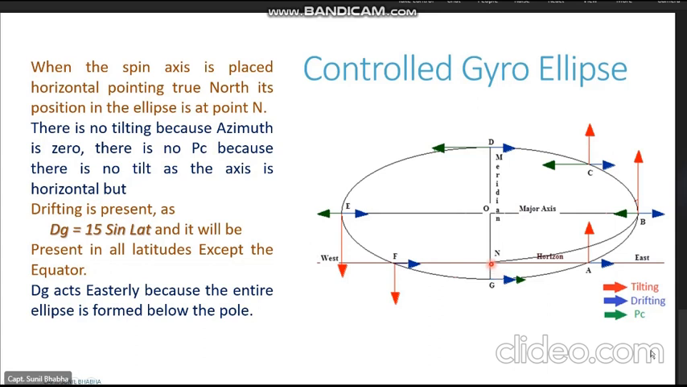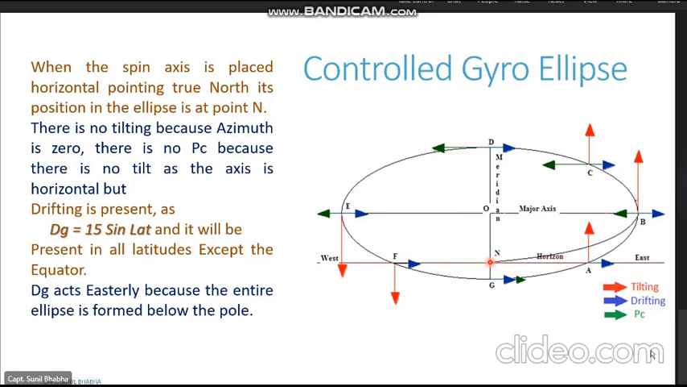When the spin axis is placed horizontal, pointing towards true north, it is at this particular location where the laser pointer is right now. The spin axis is horizontal, so it is pointing in the horizon. The spin axis is pointing northwards, so it is pointing in the meridian. And the point where the laser pointer is right now is the point where the spin axis is.